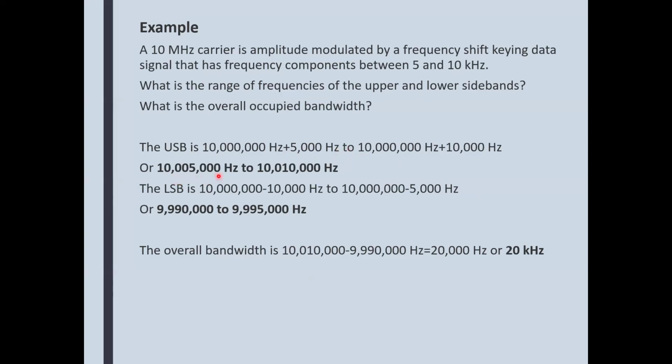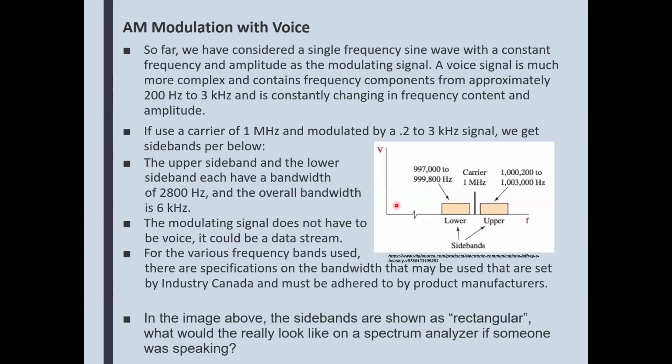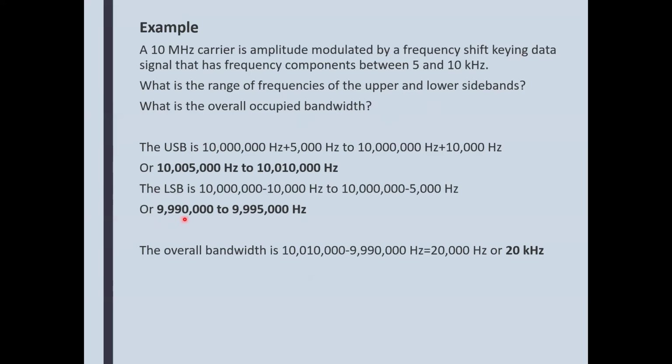If you do the math, you're going to come up with these numbers. And then the lower sideband, you just do the subtraction. If you put that against the carrier, you're going to end up with that number, and that's going to give you from here to here. And what's the overall bandwidth that's being used? Well, from here to here. And here is the overall.